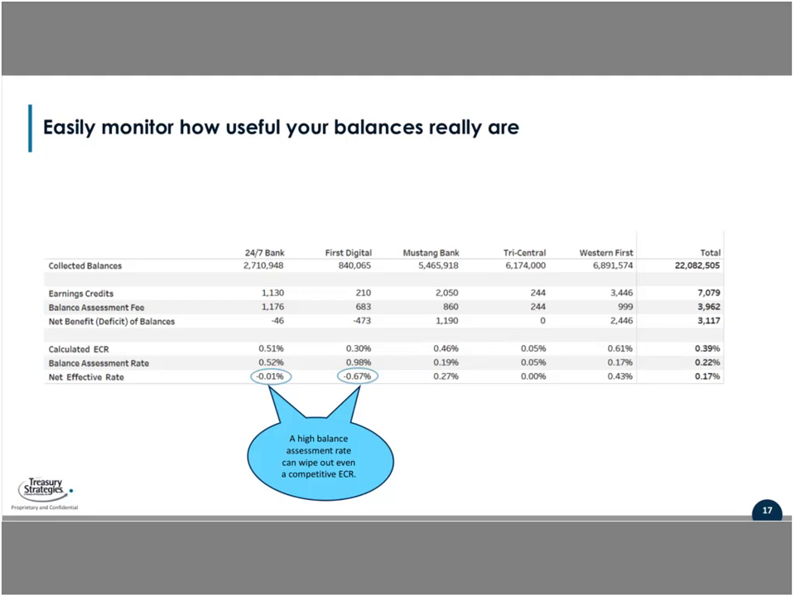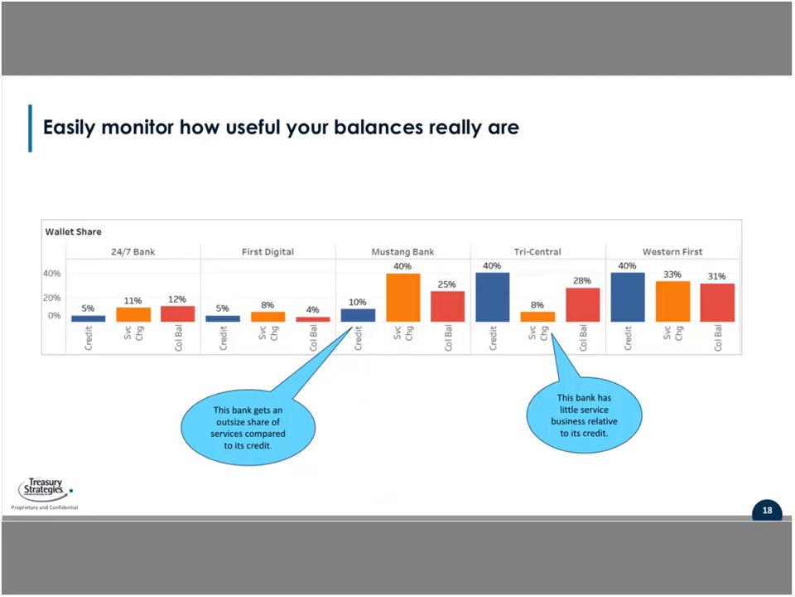And as you see in the two banks where I've highlighted at the bottom, both of them start out with a pretty respectable ECR, 0.51 and 0.30. Then when you subtract the balance assessment rate at those two banks, you end up with negative effective rates. In both cases, basically, for that month, you were paying your bank to keep your balances there. All right? You've got to watch this rate. And the NDepth product makes it easy to do. But whether you use NDepth or not, you've got to have a look at it.